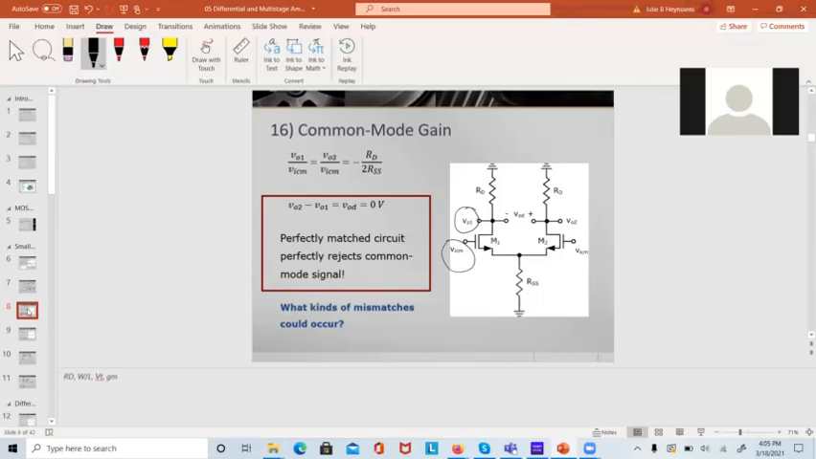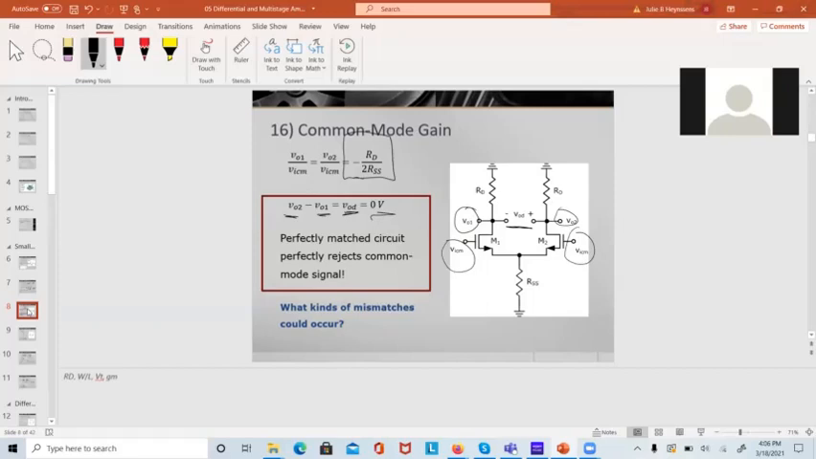And the calculation comes out to be RD over 2 RSS with a negative sign. There's also some common mode gain in the other side of the diff amp. Now, if I take the differential output right here, the difference between VO2 and VO1, I get negative RD over 2 RSS minus a negative RD over 2 RSS, and that comes out to be 0.